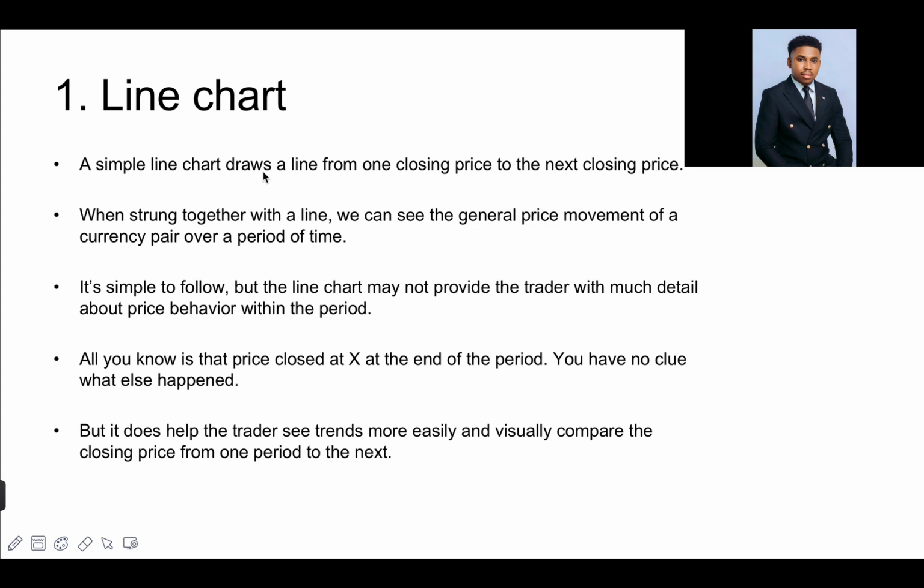A simple line chart draws a line from one closing price to the next closing price. When strung together with a line, we can see the general price movement of a currency pair over a period of time. It's simple to follow, but the line chart may not provide the trader with much detail about price behavior within the period. All you know is that price closed at X at the end of the period, and you have no clue what else happened. But it does help the trader to see trends more easily and visually compare the closing price from one period to the next.